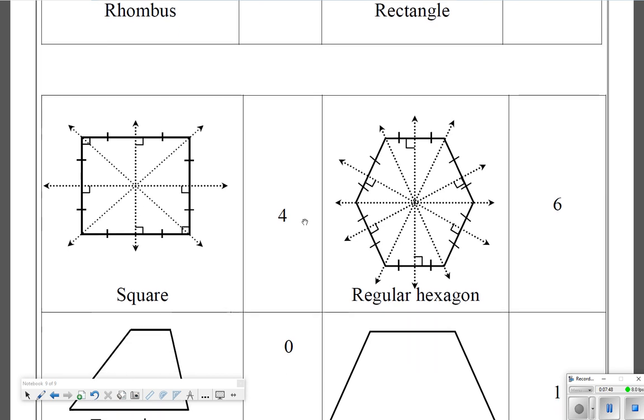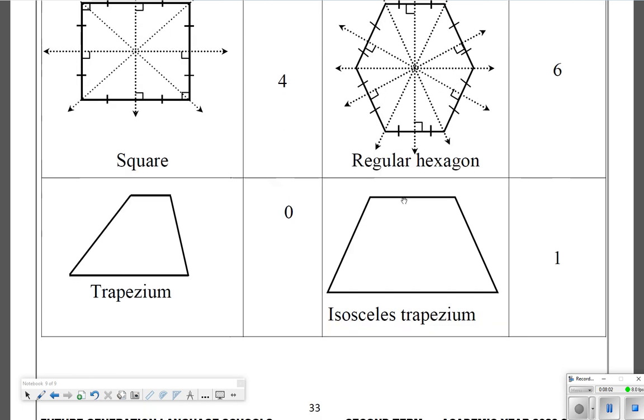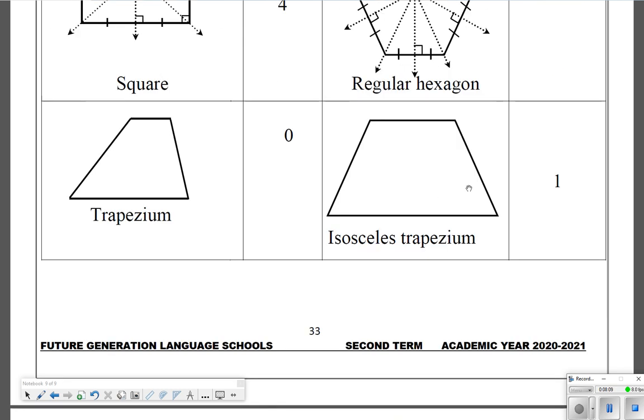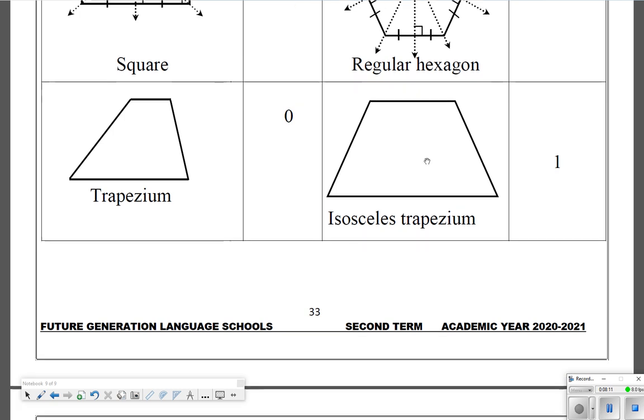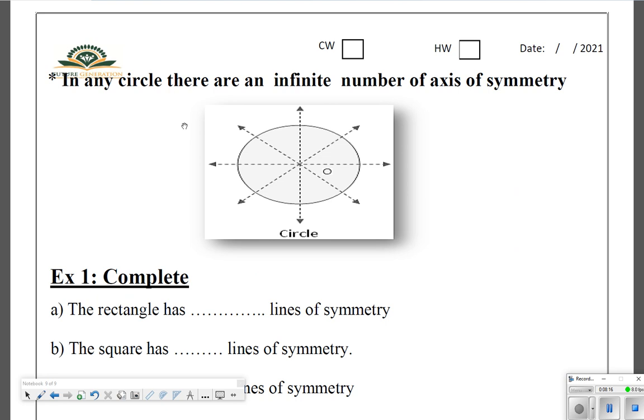Regular hexagon, it's a regular hexagon. Hexagon has 6 sides, 6 angles. If it's regular, the 6 sides and 6 angles are equal, so it has 6 lines of symmetry. The trapezium has 0 lines of symmetry, and the isosceles trapezium has 1. Okay, and our note again, any circle has infinite number of axes of symmetry. Axes of symmetry meaning lines of symmetry.